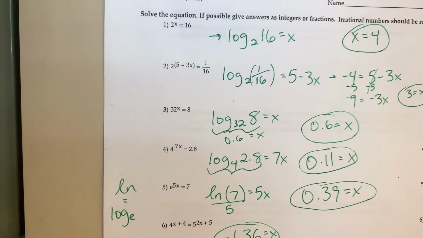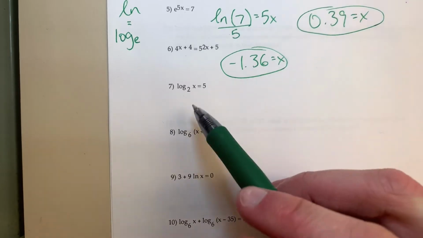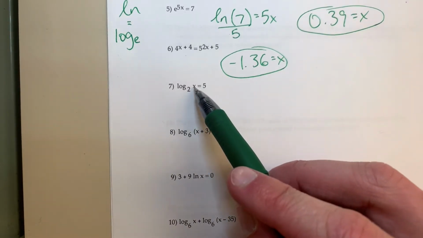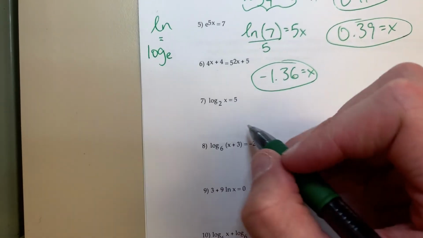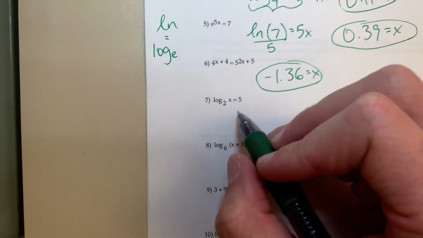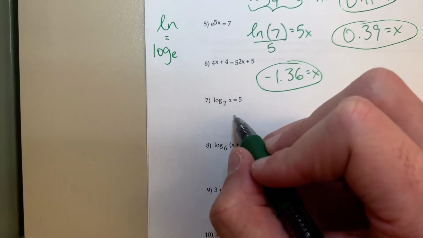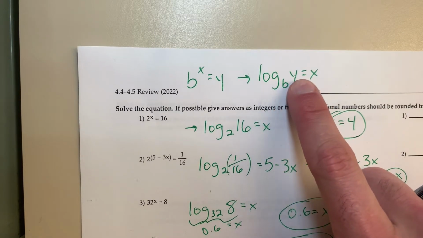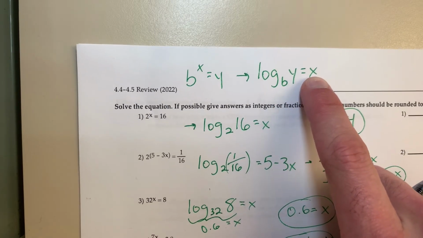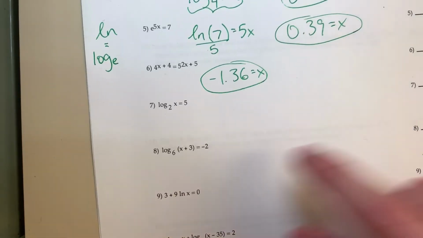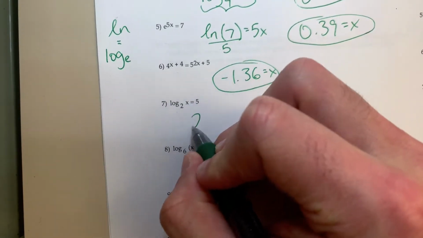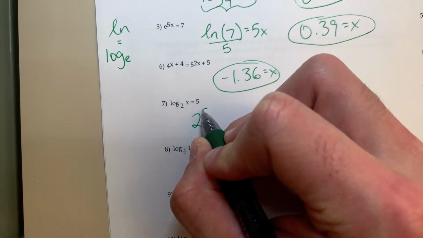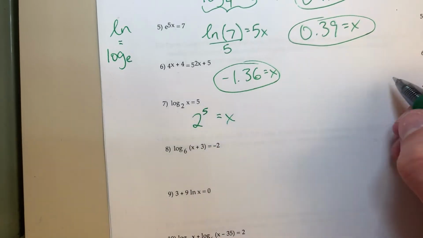Okay, so now for these ones, my x is not the answer to the logarithm, my x is over here. So if I converted this to an exponential, let's do that. So I would have, again, kind of using this guide up here, my base, my answer to the exponential, and my exponent. Okay, so 2 is my base, 5 is my exponent, x is my answer to the exponential.